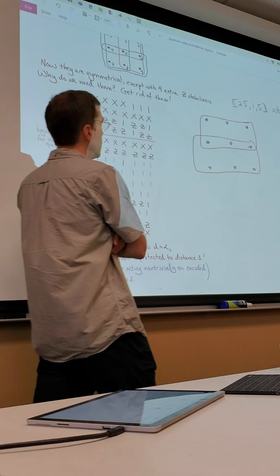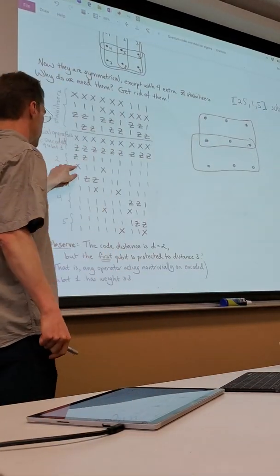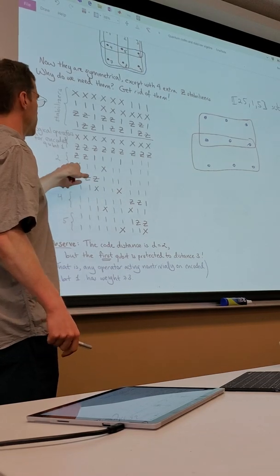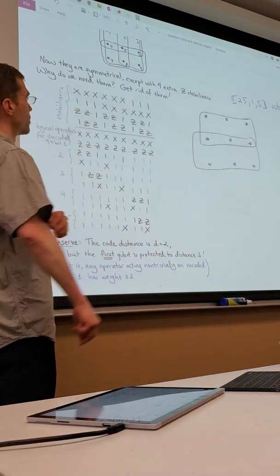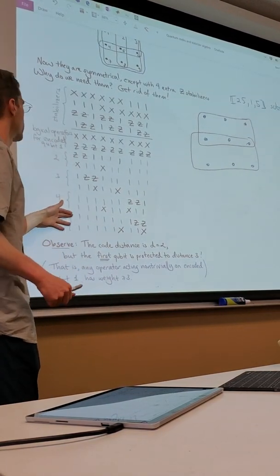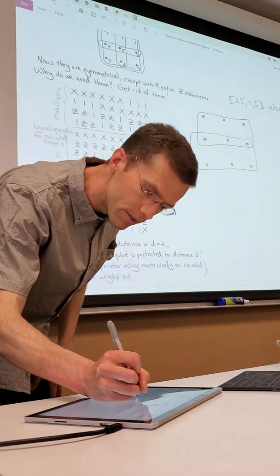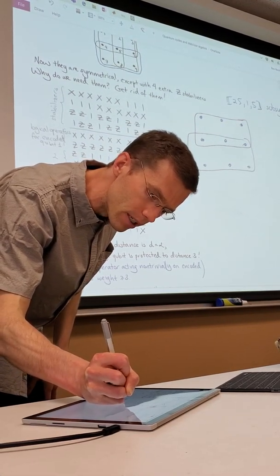Right, and then similarly, 2 X's in the same column is going to be one of these guys, like 1, 4. That's 1, 2, 3, 4, which are in the same column. So 2 X's in the same column is a logical operator, but only on these extra qubits. These qubits are called gauge qubits, because we don't care what they are.